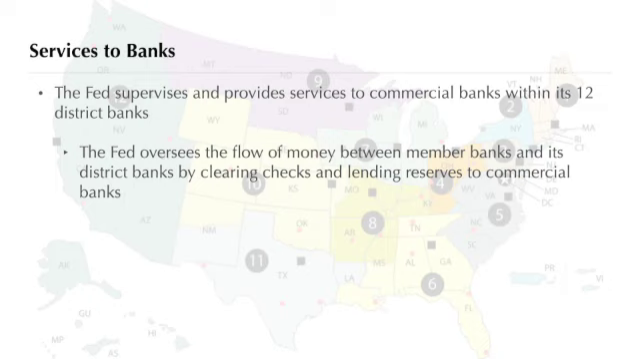Although you cannot open a checking or savings account at a Federal Reserve Bank, the banking services it provides make transactions at your local commercial bank easier and faster. What Fed activities enable these improvements to commercial banking? The Fed oversees the flow of money between member banks and its district banks. It does so mainly by clearing checks and by lending reserves to commercial banks.